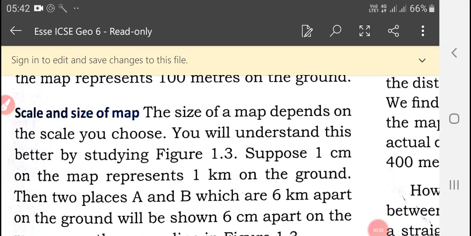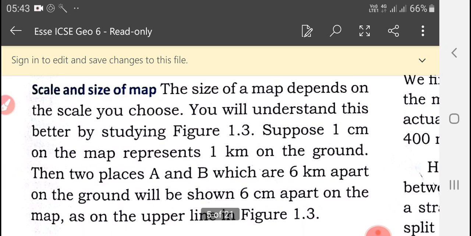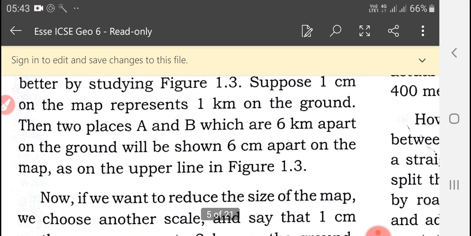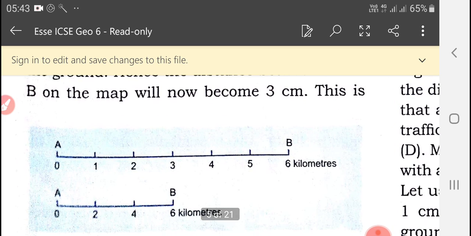Now we are going to learn the scale and size of a map. The size of a map depends on the scale you choose. Like if you use a large scale, then the map's size will increase. You will understand this better by studying figure number 1.3. So let us see figure number 1.3.